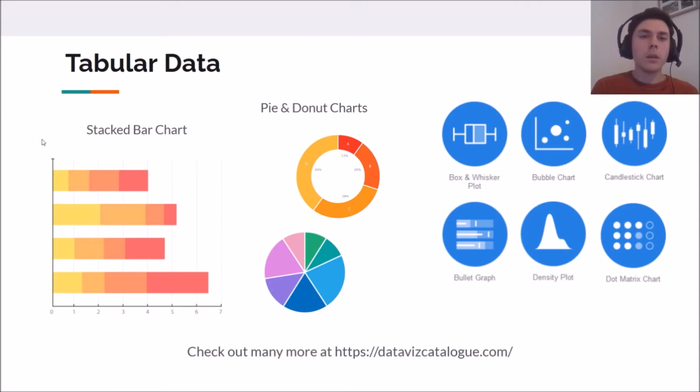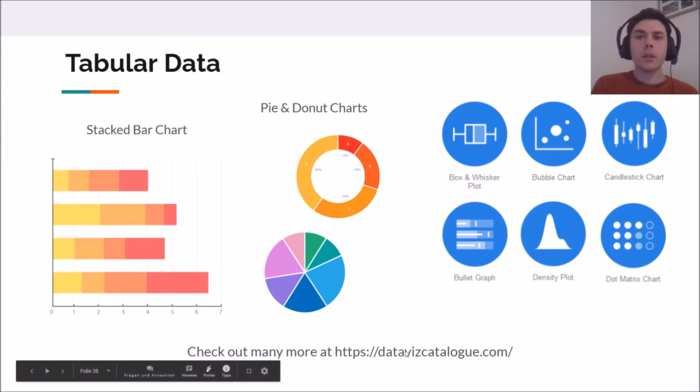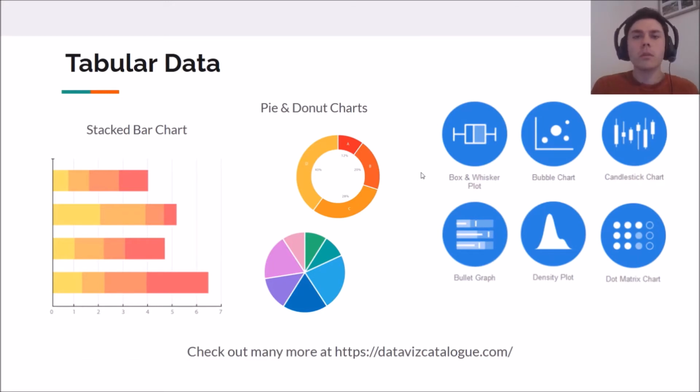There are also many other visualization techniques for tabular data, like stacked bar charts, pie and donut charts, which, well, many people in the visualization community really dislike. And there are many other ones. If you want to find out more, you can go to the Data Viz Catalog under this link at the bottom. It's a very nice summary of all the different techniques and in which scenarios it's a good idea or a bad idea to use them.